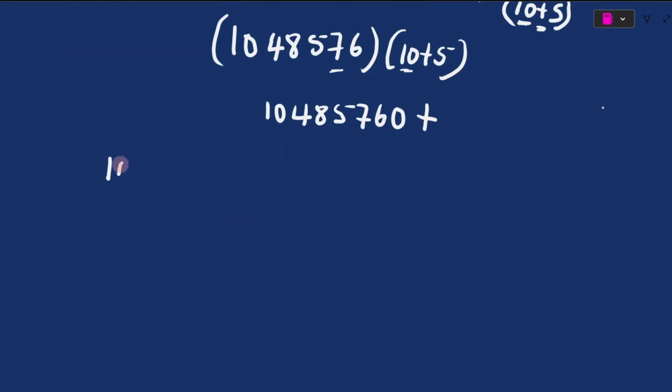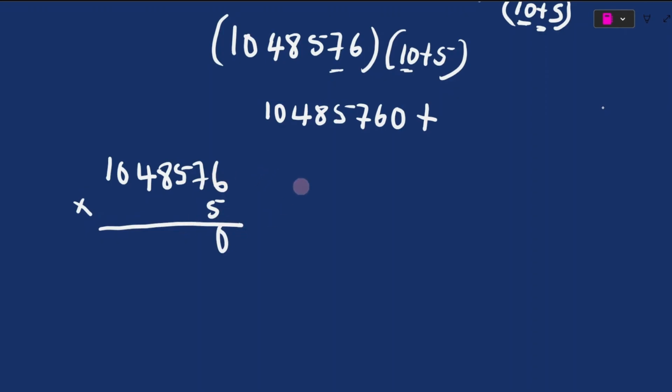Let's solve it here. 1,048,576 multiply 5. We solve it. 6 multiplied by 5, we have 30. We write 0, carry 3. When 7 multiplies 5, we have 35. Remember our 3 here, we add this 3, making it 38. We write 8, carry 3 again. When 5 multiplies 5, we have 25, plus this 3, we have 28. We write 8, carry 2. When 5 multiplies 8, we have 40. We add 2, we have 42. We write 2, carry 4.